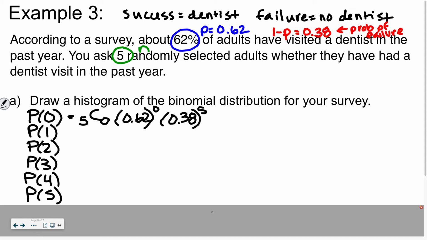0.38 raised to the 5th. Now, before I get to my calculator, I'm going to set up the next one, right? If I have 1 success, my 0 changes to a 1, and my 5 failures change to 4.